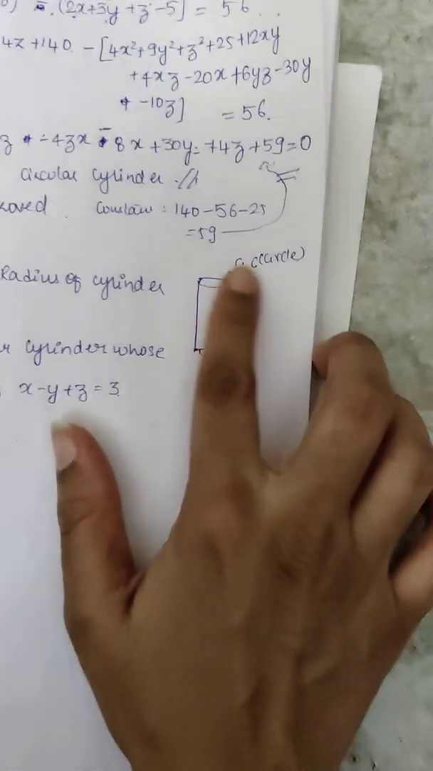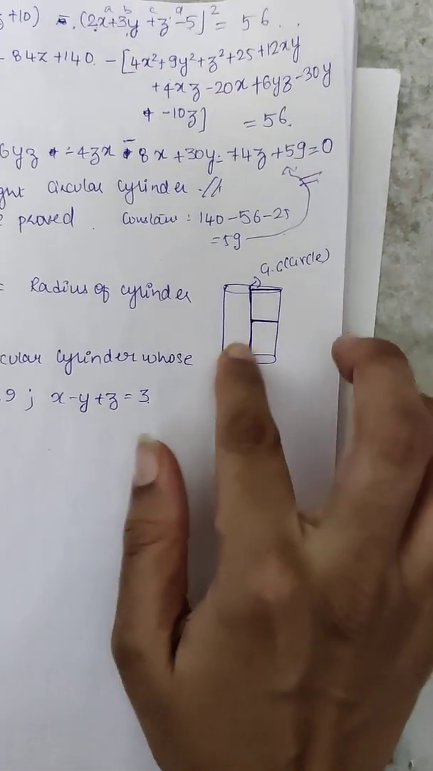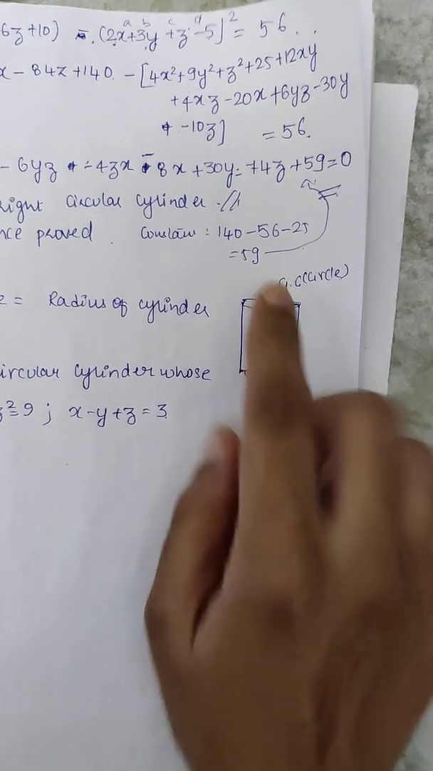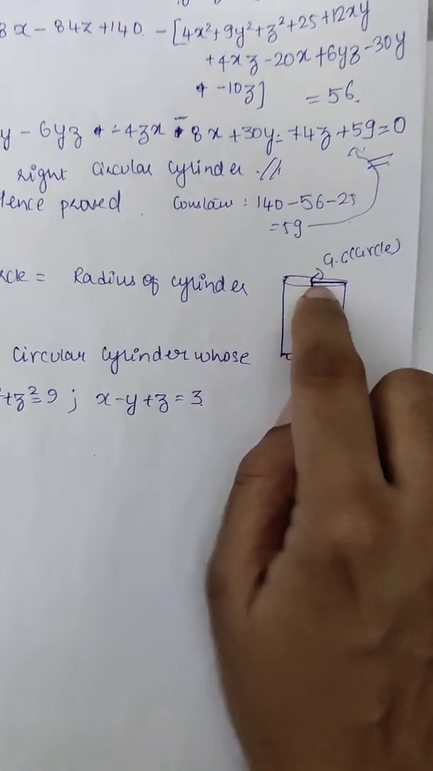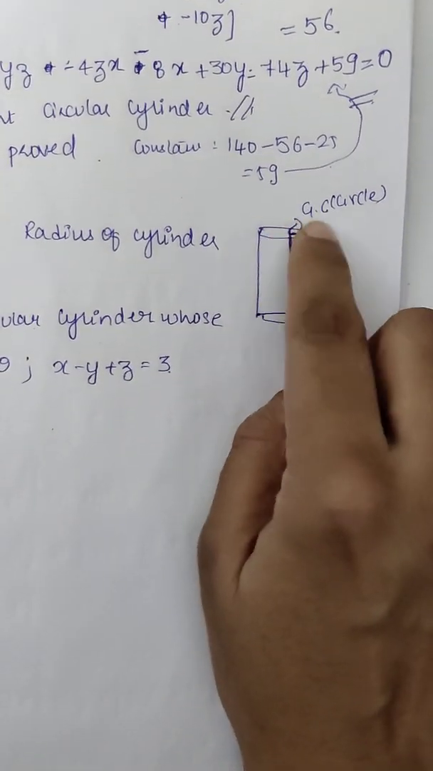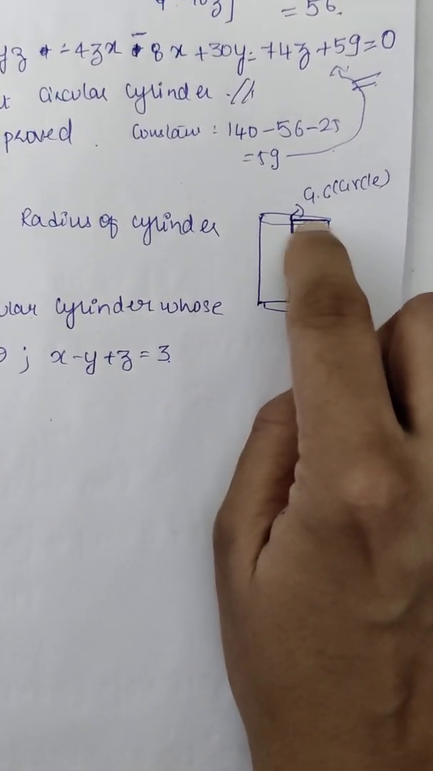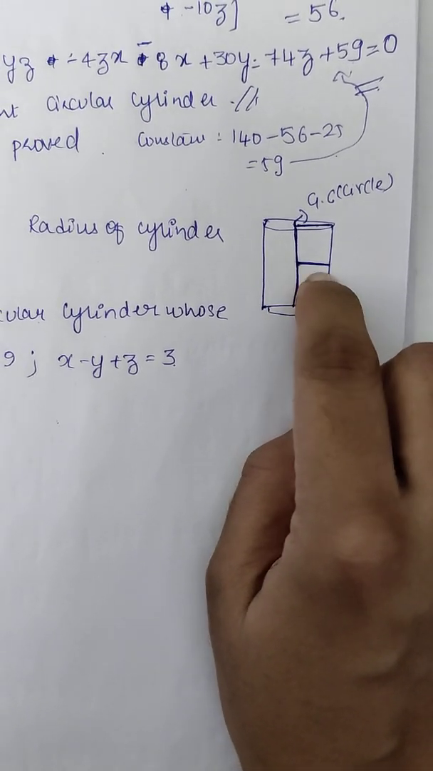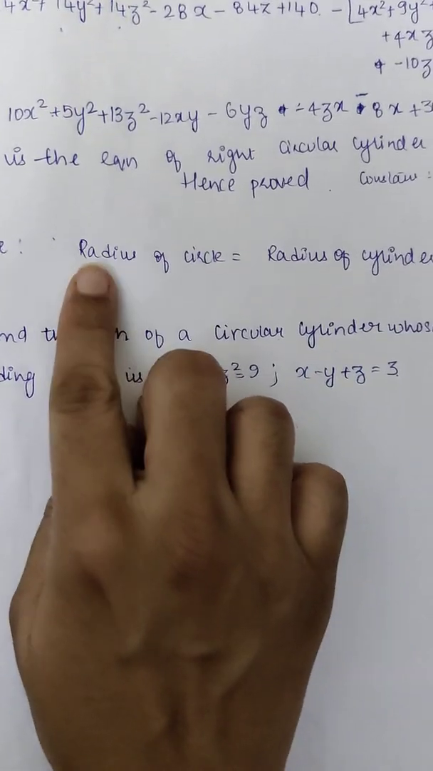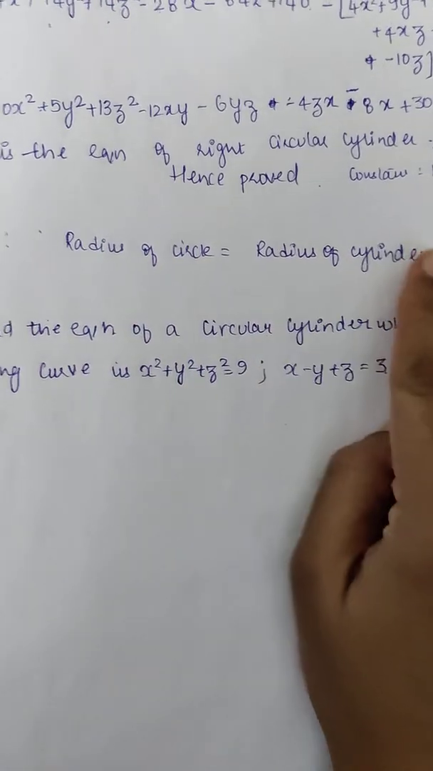If I look at this image of the right circular cylinder, girls, right circular cylinder implies my guiding curve is going to be the circle. This is nothing but the circle, and this is the radius of the circle. If I calculate this length with the length of the radius of the cylinder, it's going to be the same. So that is what he's trying to tell in the note point: radius of the circle is equal to radius of the cylinder.